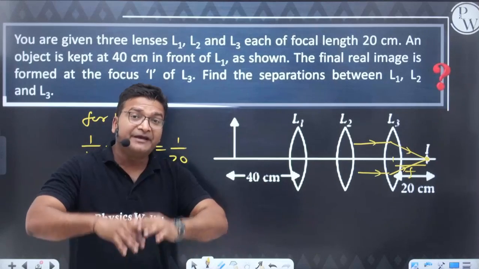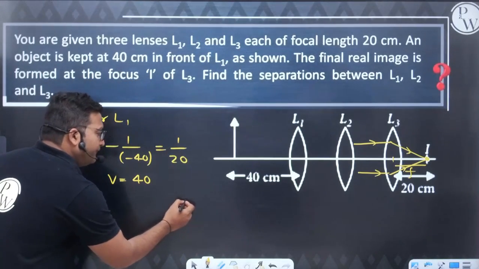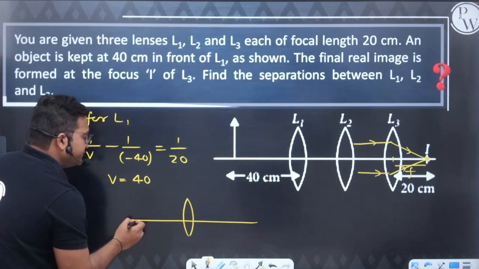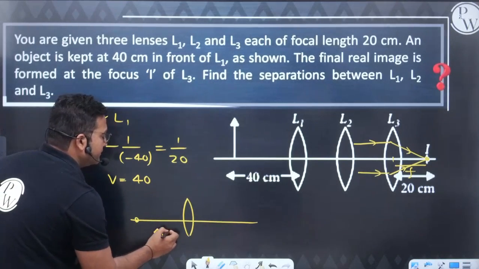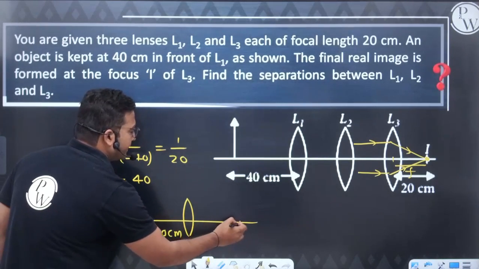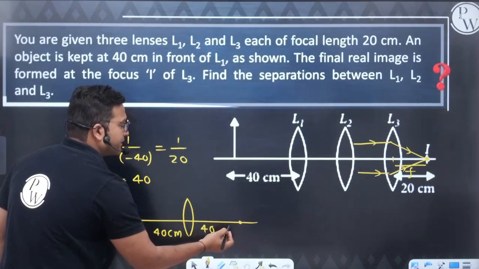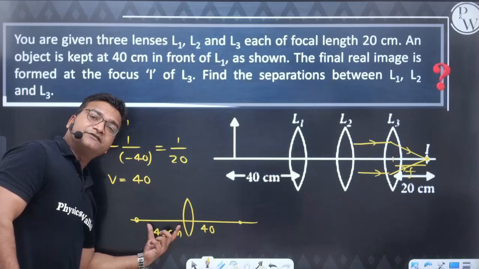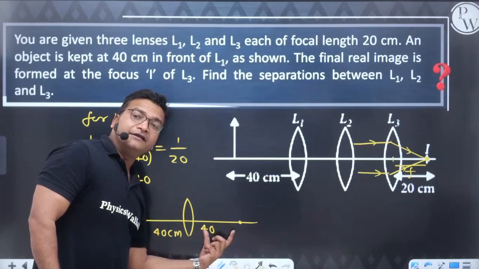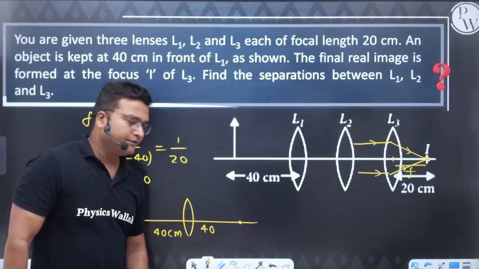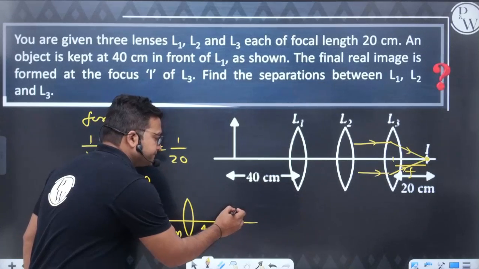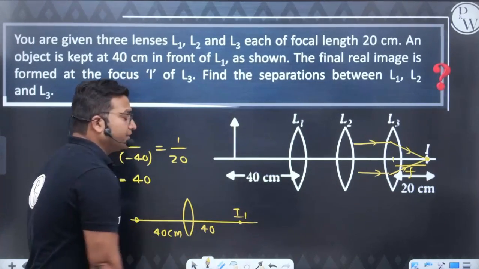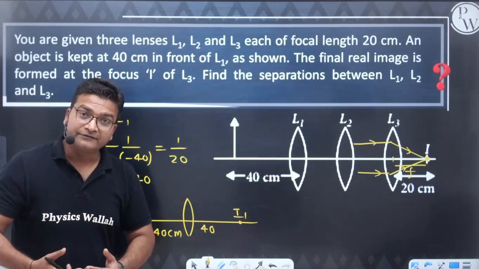So just try to imagine the scenario. If we take the first lens, say the object is here at 40 centimeter, its image is formed at 40 centimeter on the right. You also, I think, remember, if the object is at 2f distance from the lens, its image is at equal distance, 2f, on the other side. So this is the first object. You can say this is the first image. And this first image becomes the object for the second lens.